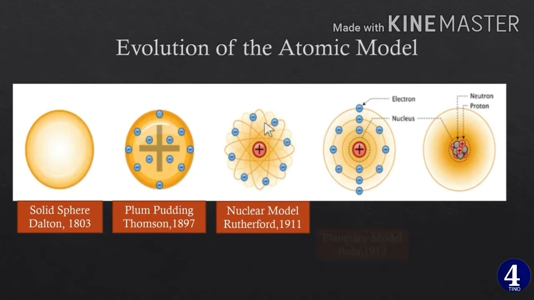Then after, this model was modified by Bohr, who said that electrons circulate the nucleus in orbits, orbit 1, orbit 2, orbit 3, like planets circulate the sun. Then we call it the planetary model, right? And he also said that these orbits, or shells, are energy levels. So that is his proposal.